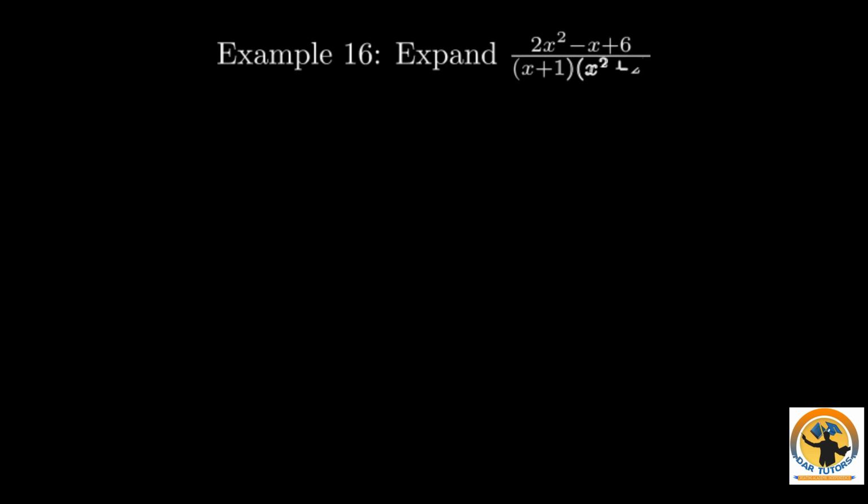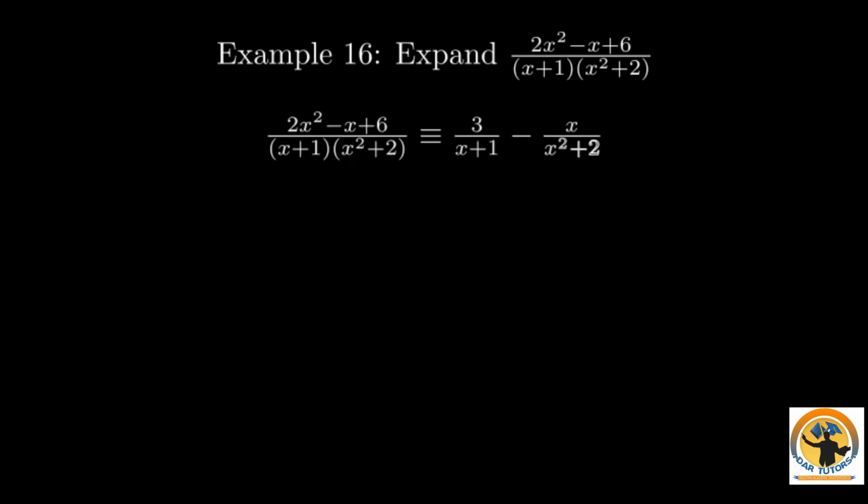Let's look at one more example, this time involving a quadratic factor in the denominator. We want to expand (2x squared minus x plus 6) all over (x plus 1)(x squared plus 2). First, we need the partial fraction decomposition. This is the case with a linear factor and an irreducible quadratic factor. The decomposition is 3 over x plus 1 minus x over x squared plus 2. We will expand these two terms separately.